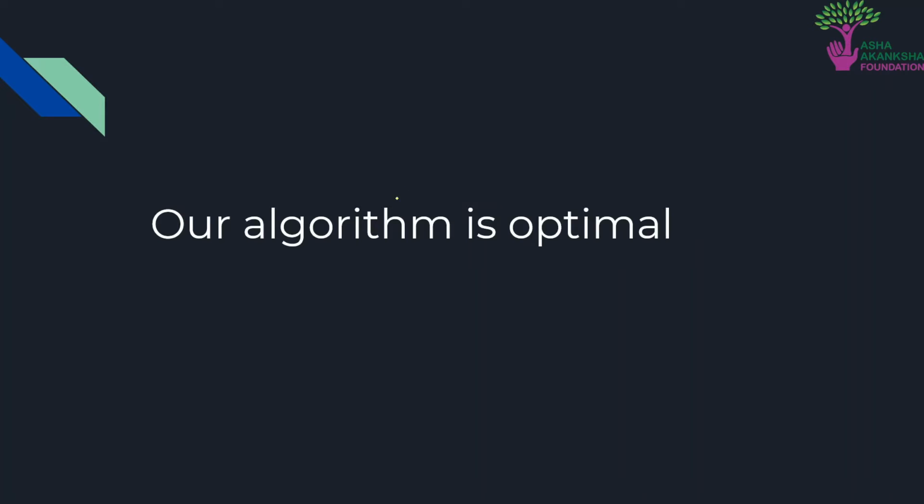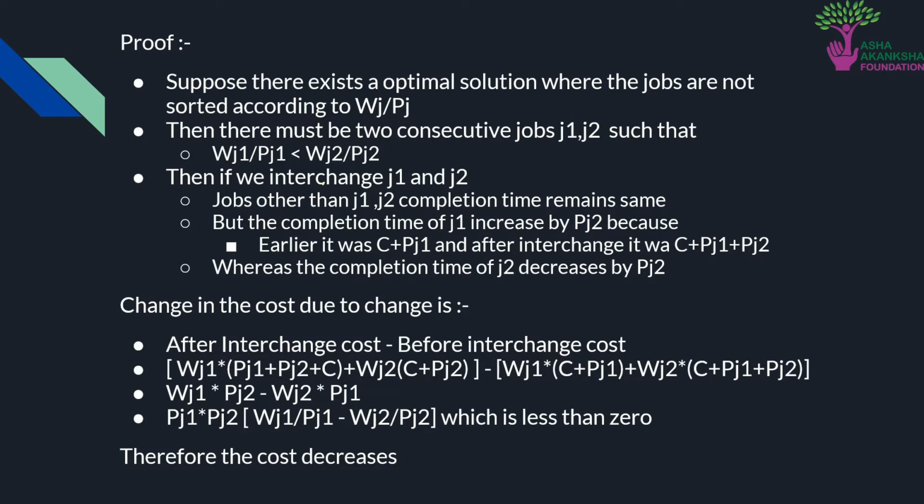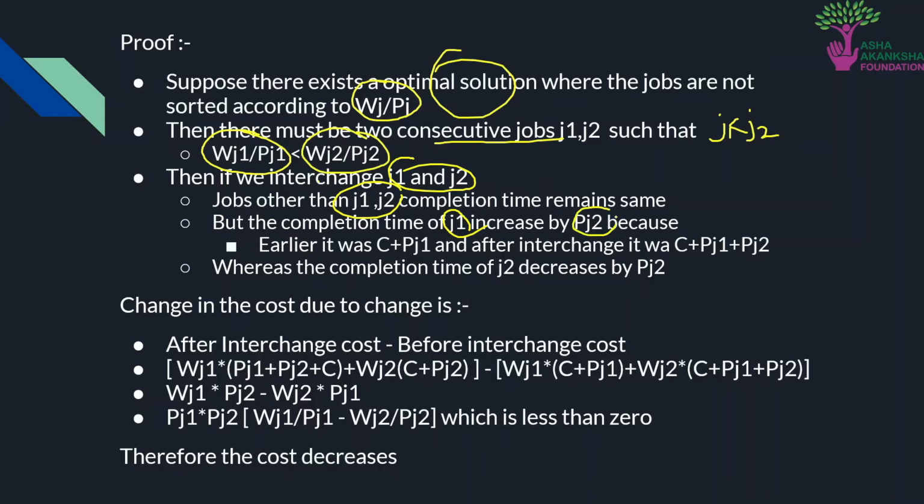The claim says that our algorithm is optimal. Let's see how. Suppose there exists an optimal solution which does not sort the jobs in decreasing order of their weight divided by processing time. Then there must be two consecutive jobs, J1 and J2, such that J1 comes before J2 and Wj1 divided by Pj1 is less than Wj2 divided by Pj2. If I interchange J1 and J2, then the completion time of jobs other than J1 and J2 will remain the same, but the completion time of J1 will increase by Pj2. Let us see why.